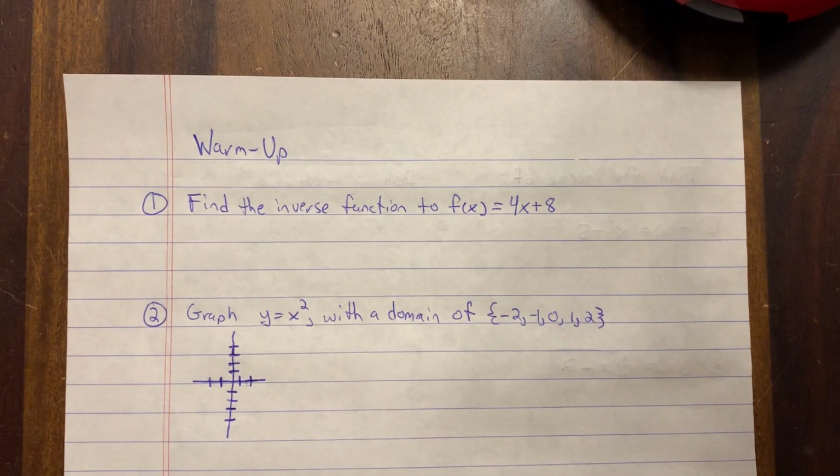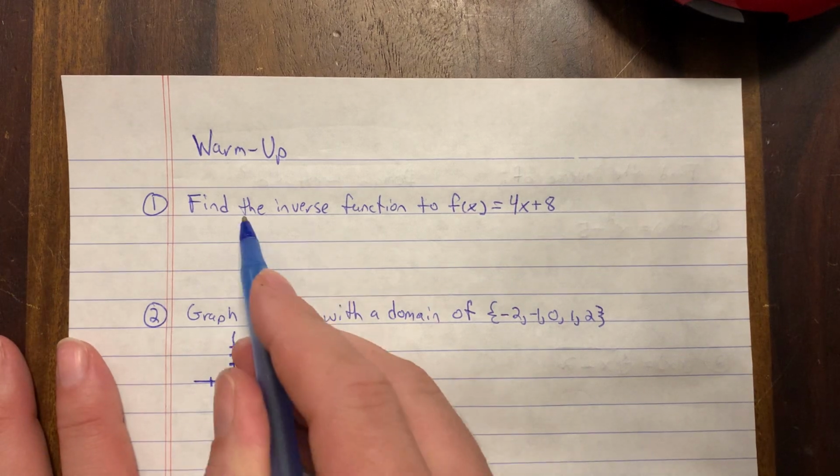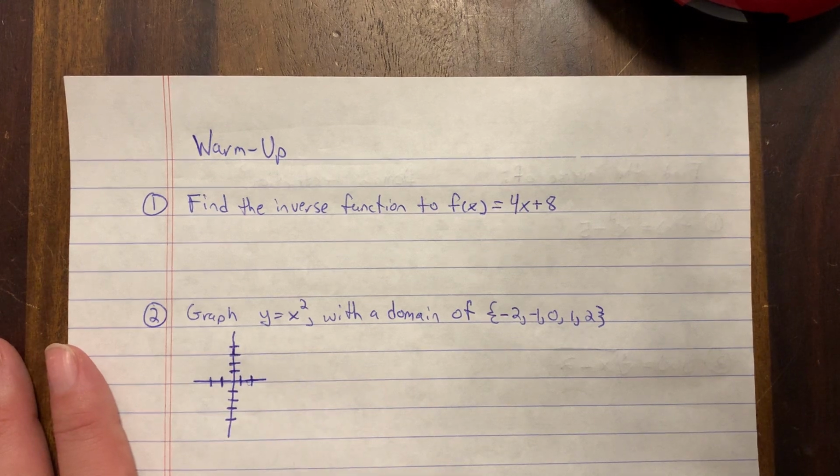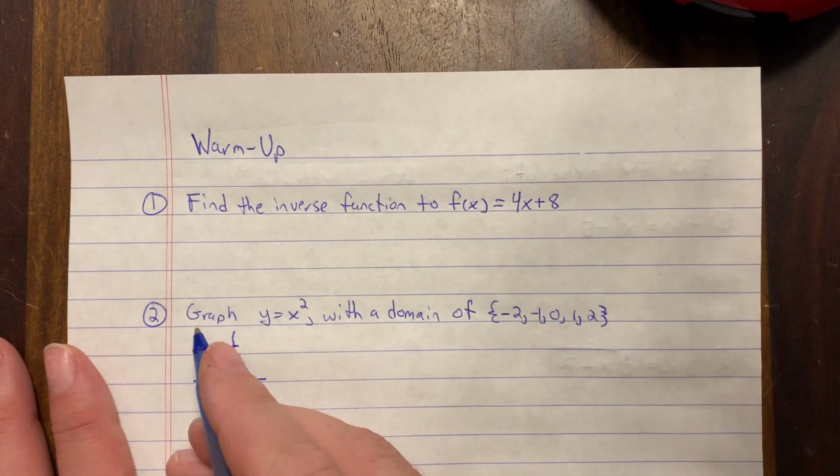All right, to make sure we're all on the same page, let's make sure we can do a couple of things. We want to find the inverse function for f of x equals 4x plus 8. And we're going to graph y equals x squared with this domain.